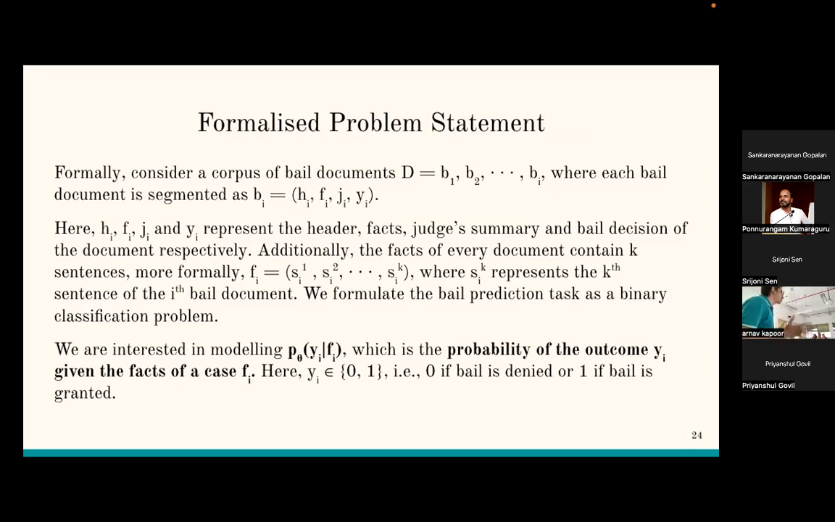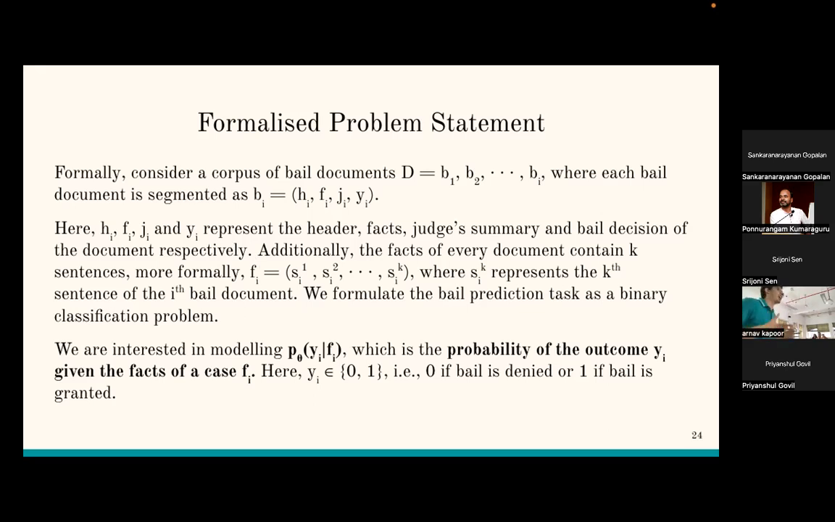So now we have come to a state where we can formally define our exact problem statement. We are given a set of bail documents, B1 to BK, and each bail document has been further segmented into the header, the facts of the case, the judge's summary, and the final outcome. Here Hi, Fi, Ji, and Yi represent the header, facts, judge's summary, and the bail decision of the document respectively. The facts of the case are composed of multiple sentences, so you have S1 to SK, where Si represents the ith sentence of the facts.